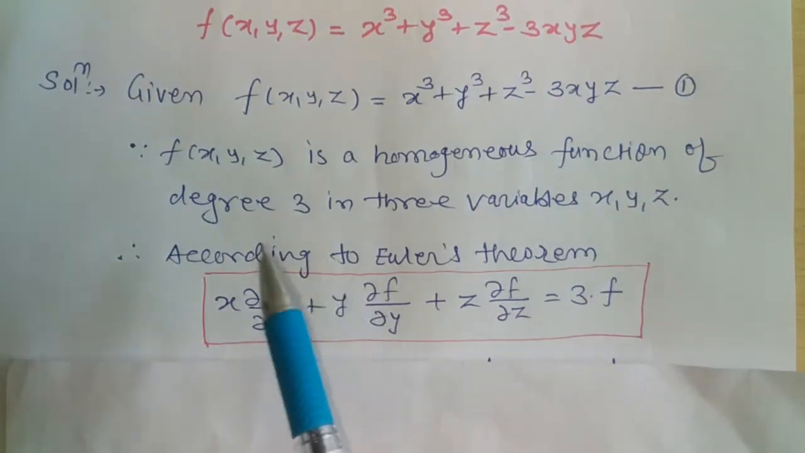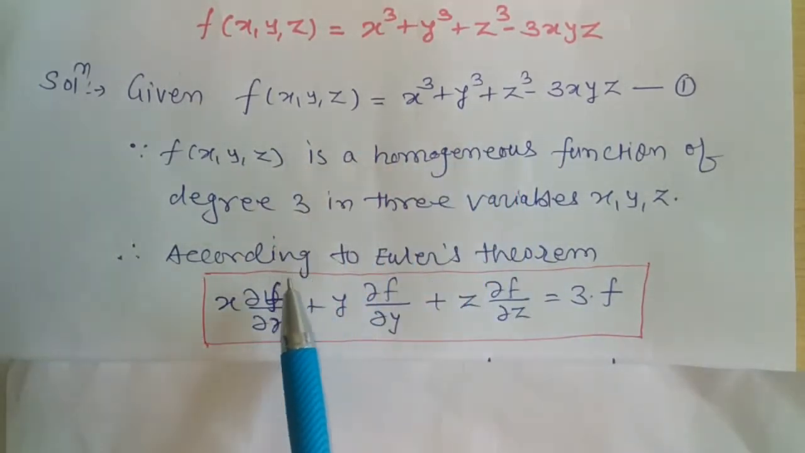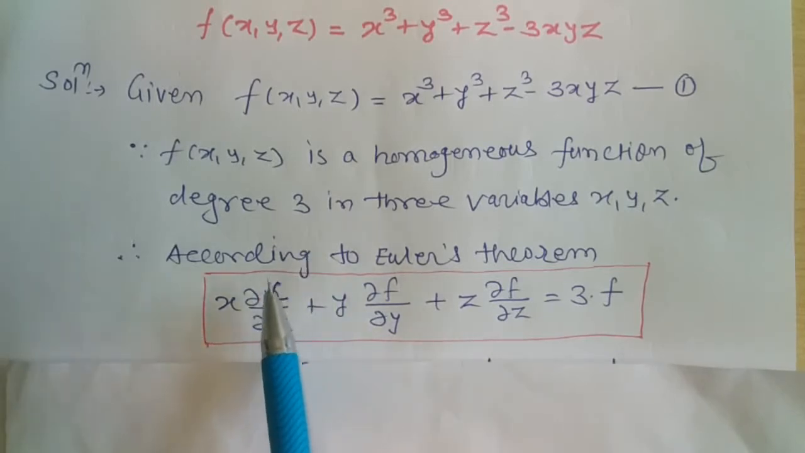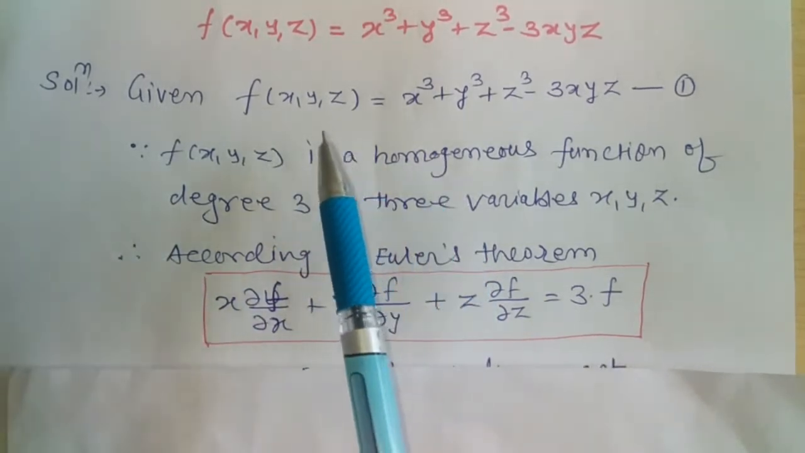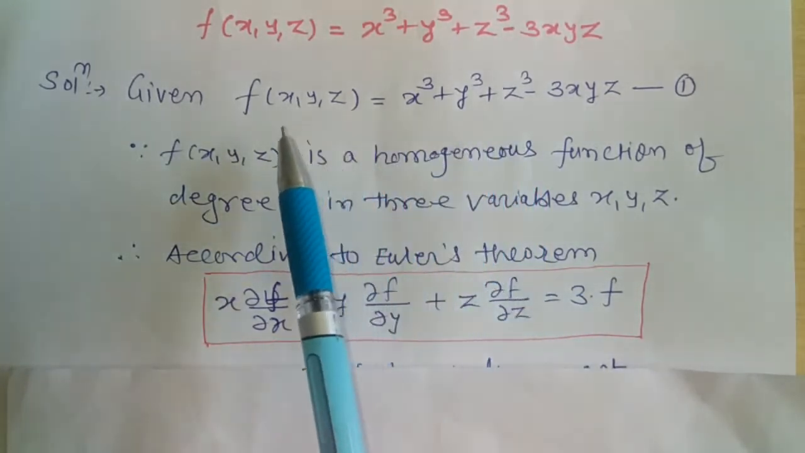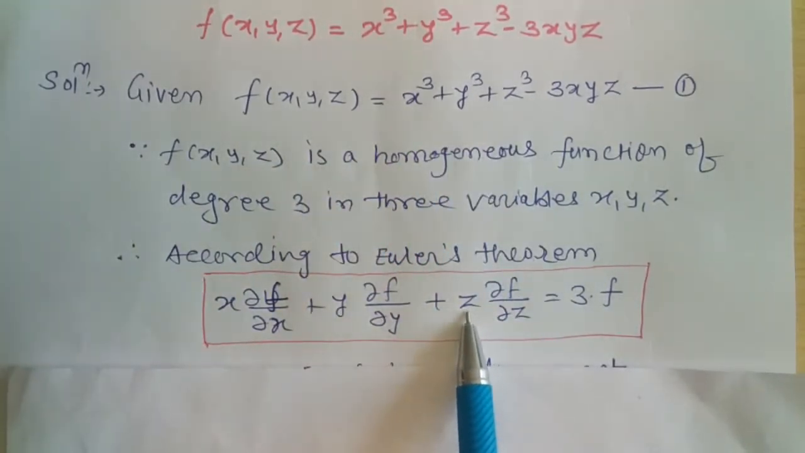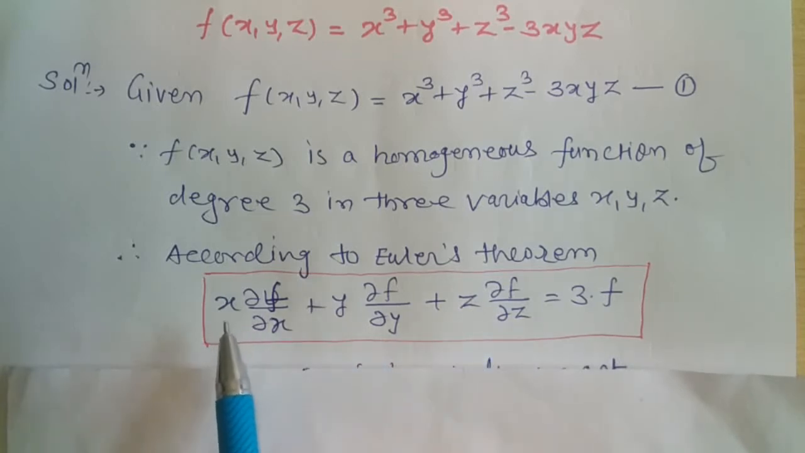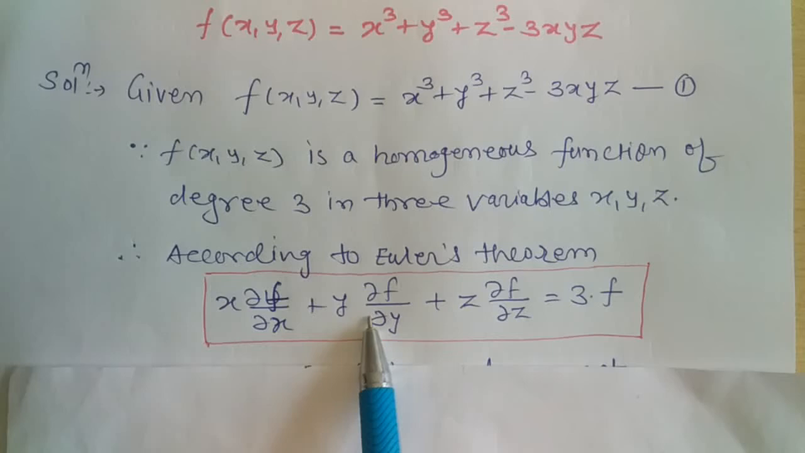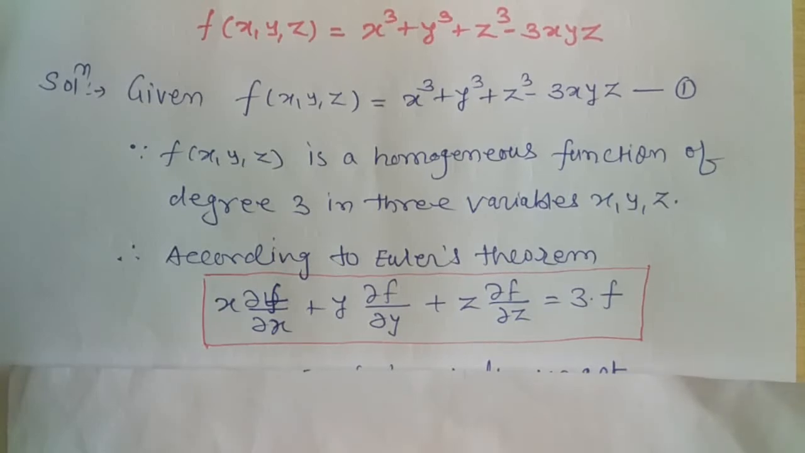So first we differentiate equation first with respect to x partially. We get del f by del x. Then we multiply del f by del x by x. Then we find del f by del y, multiply it by y. Then we find del f by del z, the partial derivative of f with respect to z, multiply it by z, and then if the sum x del f by del x plus y del f by del y plus z del f by del z equals 3 times f, then we say Euler theorem is verified for the given homogeneous function of degree 3.